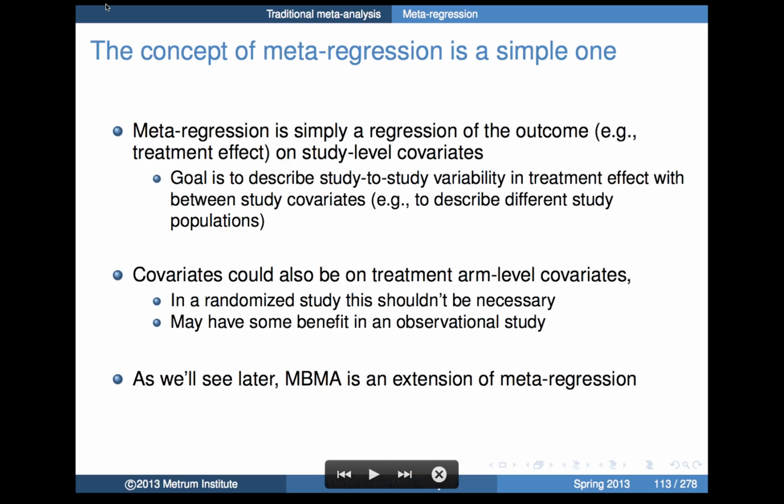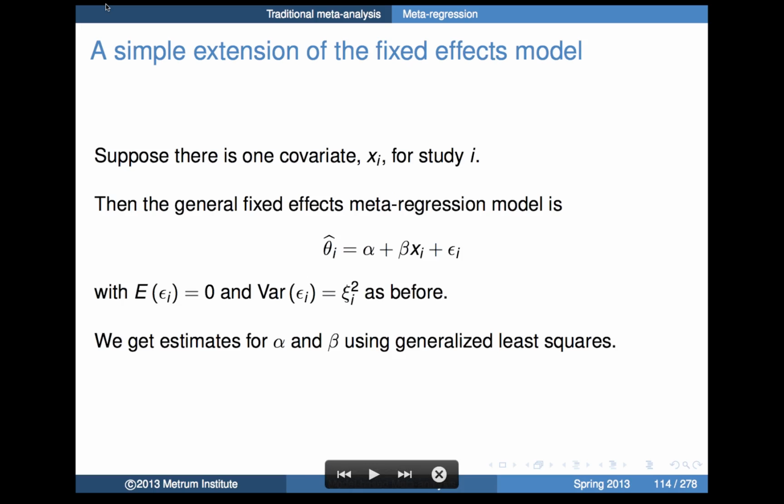With meta-regression, what we try to do is to explain that between-study variability through regression models, and that's what we'll really be focusing on in the next few minutes. If you're familiar with simple linear regression or nonlinear regression, the basic idea of a meta-regression is very similar. We're simply regressing the outcome, which in a traditional meta-analysis setting might be a difference from placebo or a log odds ratio, on study-level covariates. The goal, as I mentioned, is to describe the between-study variability in that treatment effect with those covariates. So you can imagine that a meta-regression will most likely be successful when there is actually between-study variability in the treatment effect.